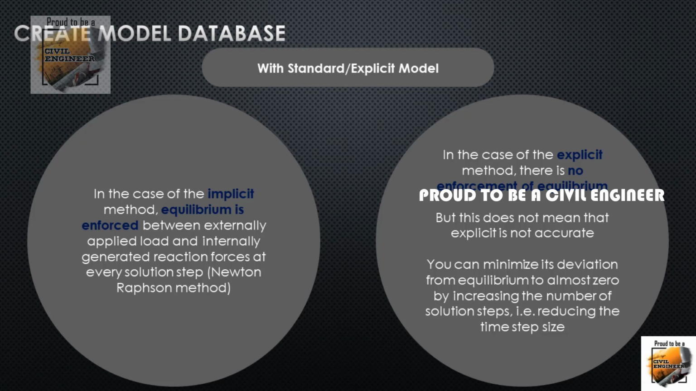In the case of the explicit method, there is no enforcement of equilibrium. But this does not mean that explicit is not accurate. You can minimize its deviation from equilibrium to almost zero by increasing the number of solution steps, i.e. reducing the time step size.